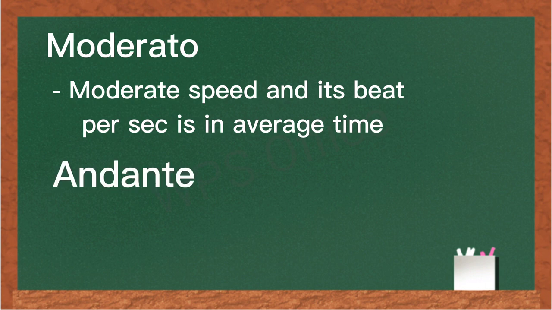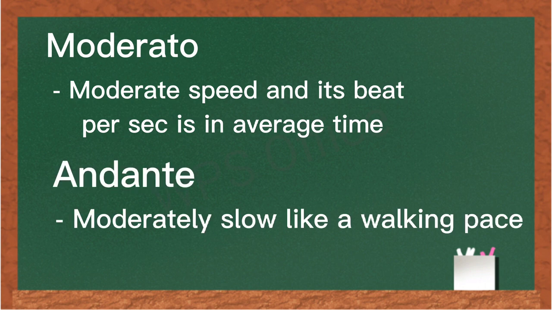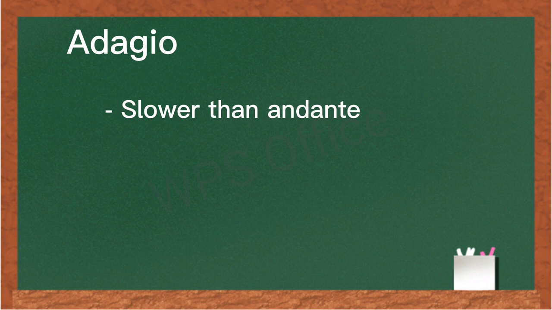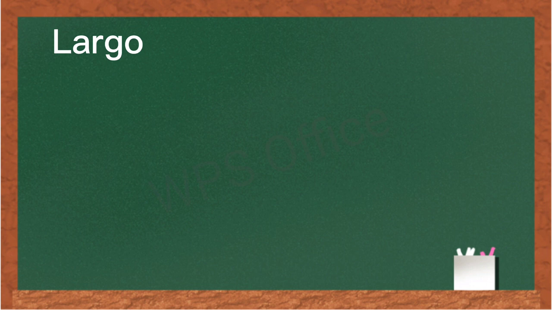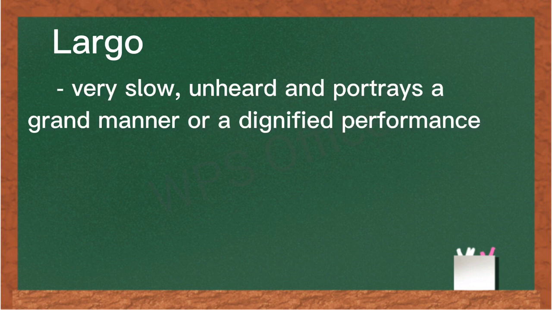Fourth is andante, which is moderately slow like walking pace or sounds like marching. Fifth, adagio, is slower than andante. Sixth, lento, it is a slow variation. Seventh, largo, slowly and broadly. It is unhurried and it portrays a grand manner or a dignified performance or sound.